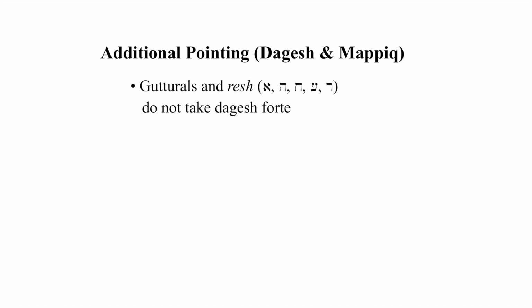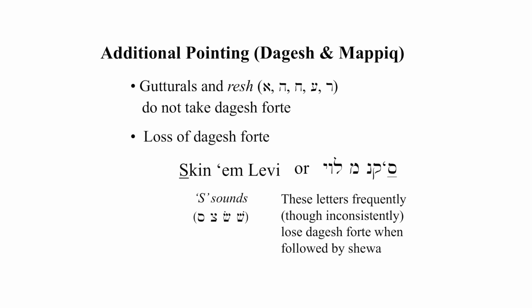There's also another category of letters that can drop doubling. And this is going to be just an introduction. We're going to return to this later on when it becomes more germane to the discussion itself. But you need an introduction here to the letters shinum levi.